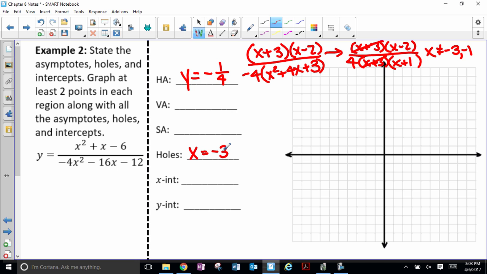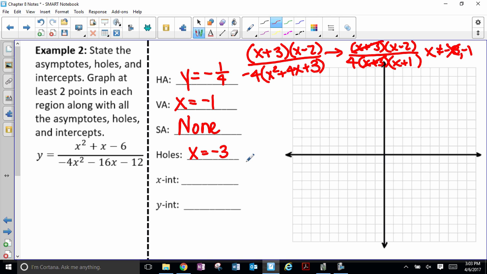Okay, so I've already used this -3 restriction, so I'm going to cross it out because you can't use it again for a vertical asymptote. So then what's left over in your restrictions is your vertical asymptote, x equals -1. And you don't put the not equals because, like I said, this is the equation of the line. Is there going to be a slant asymptote? Nope, because there's a horizontal asymptote.